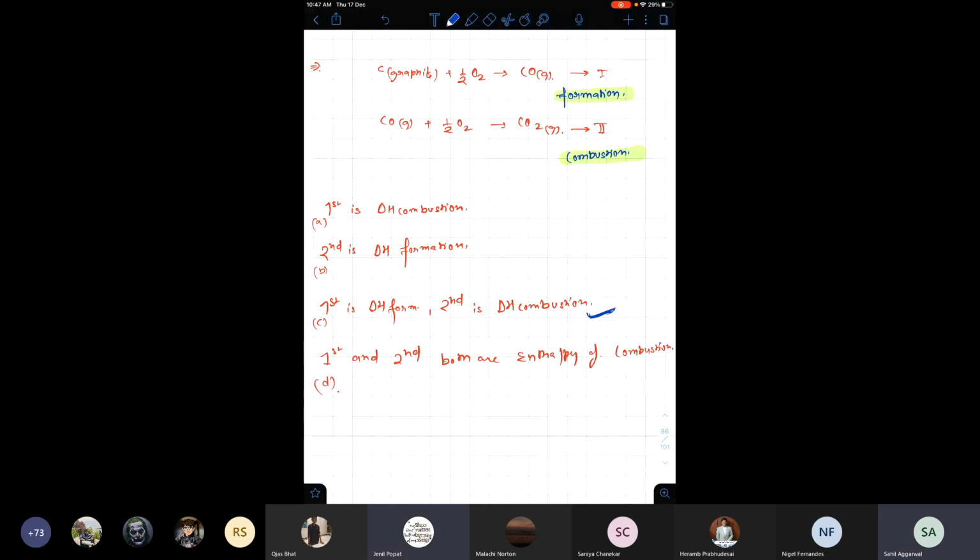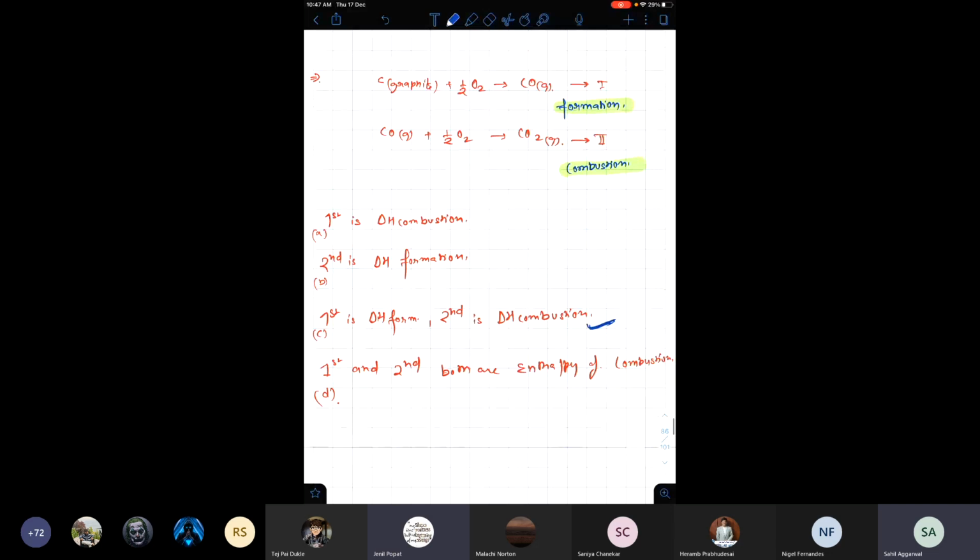I didn't understand how it is C. See, in the first case, we have this as standard form. Yes or no? Yes, sir. This is also in standard form. Yes or no? Yes, sir. This is 1 mole. So it is formation.